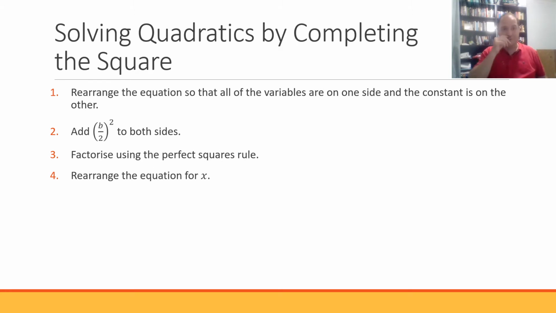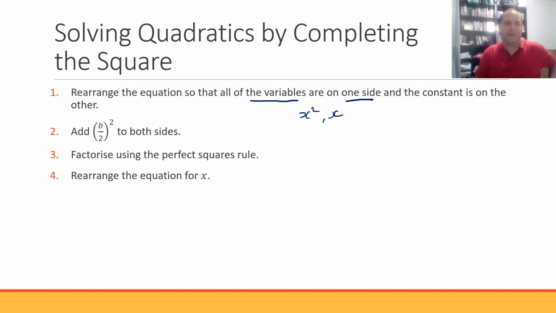Now, our steps for solving quadratics by completing the square: we want to rearrange our equation so all of the variables are on one side and the constant is on the other. Now, you could make it equal 0 and do largely the same thing. That's totally okay, but you don't really have to make one side equal 0 if you don't want to. The key thing is all of the variables, so your x squared terms and your x terms, need to be on one side and your constant on the other.